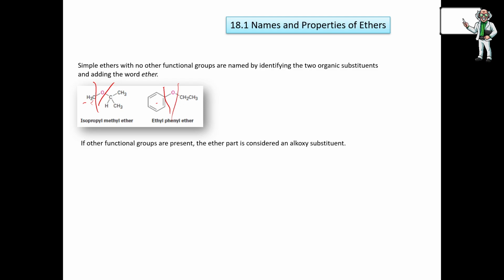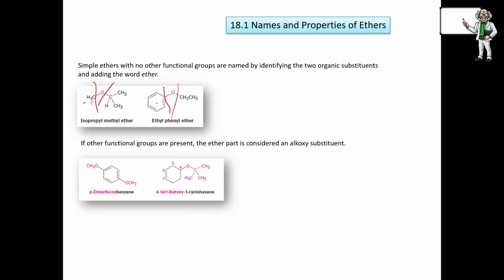The other way is that we can use the ether as a substituent, and then we say the name with oxy at the end. For example, this is a benzene, and we have two methoxy groups, two CH3O, on each side of the benzene. That means that this will be para-dimethoxybenzene. It's dimethyl, and then we add oxy because we have an oxygen.